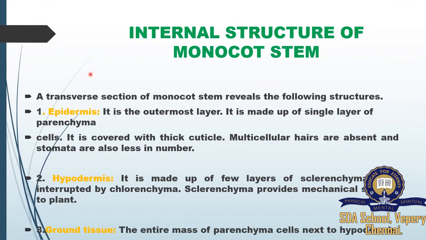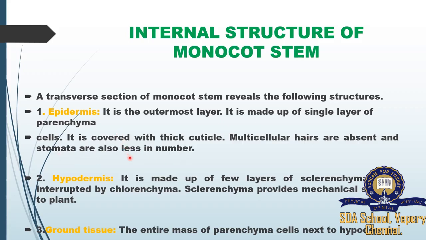Now we are going to discuss the internal structure of monocot stem. A transverse section of monocot stem reveals the following structure. So these are the following structures in a monocot stem. First, epidermis. We already know it is the outermost layer. It is made up of a single layer of parenchyma cells. It is covered with thick cuticle. Multicellular hairs are absent and stomata are also less in number.